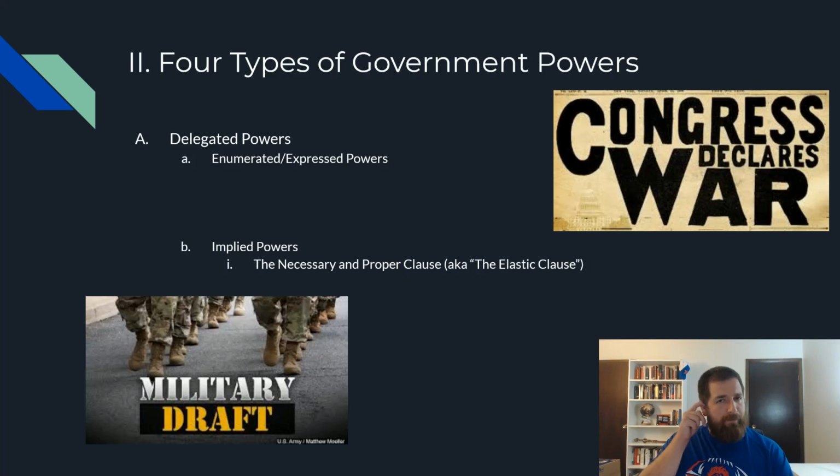To understand implied powers, one of the things that we need to understand is what is known as the necessary and proper clause, also known as the elastic clause. This is the clause of the Constitution that gives the federal government its implied powers. Specifically, it says the government will have the ability to do whatever is necessary and proper to carry out its enumerated or expressed job. So this is the clause where the federal government draws its implied powers from.